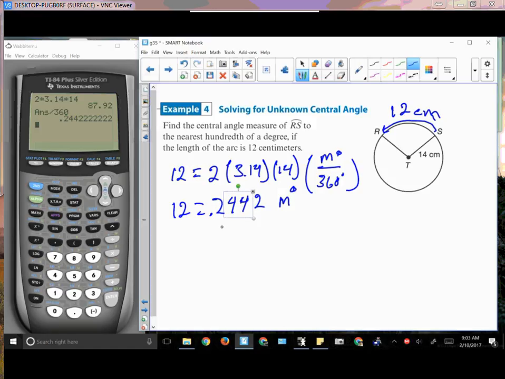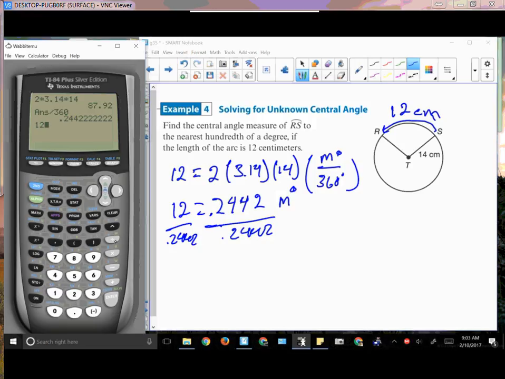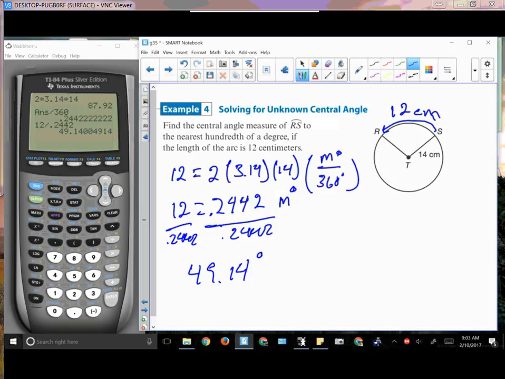So, divide both sides by 0.2442. So 12 divided by 0.2442, and I end up with 49.14 degrees. But the big catch is you have to write it out, you have to work it out so that you can see what your work is.